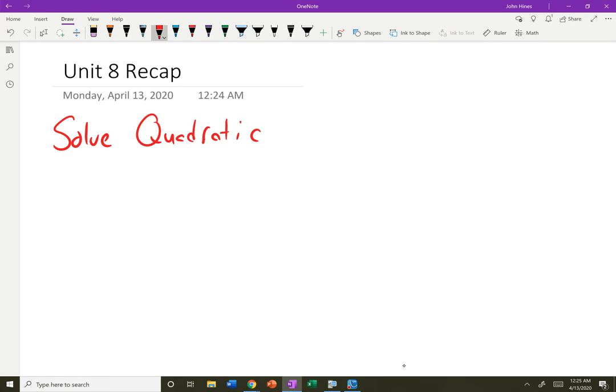So we should remind ourselves, what's a quadratic? What's a quadratic equation? A quadratic equation is any equation that has an x squared term, where the highest power, the degree, is 2. They're degree 2 polynomials. Remember, degree means the highest power. So any equation that we call quadratic has that x squared as the leading term.